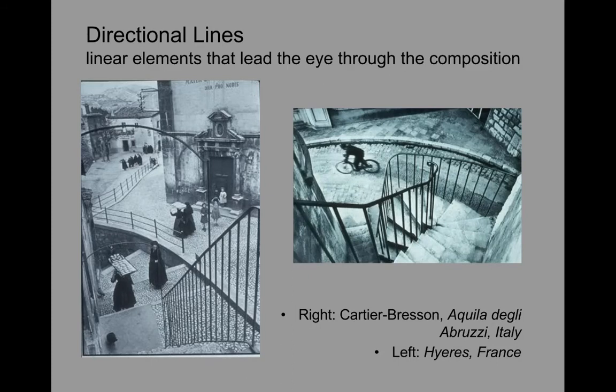Directional lines are linear elements that lead us through a composition, and these two photographs by Cartier-Bresson are great examples of that. Now, I like to say that a great work of art leads you through it. It uses every bit of the page or every bit of the canvas, and it moves your eye through it almost like a pinball machine or like a roller coaster. So your eye is constantly moving.